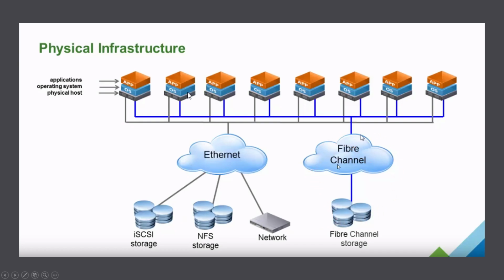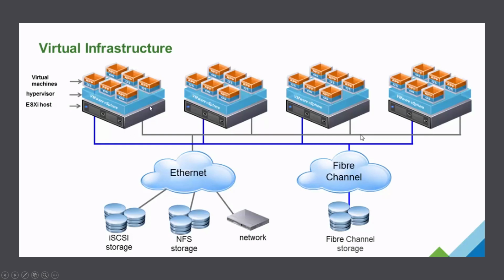Okay. So now here in this physical infra you have one-to-one mapping. If you see, on every physical server you have a single OS and a single application running. Now let's see the virtual counterpart. The underlying hardware, or the underlying supporting network and storage infra, is the same, but now on the physical host itself you have your hypervisor layer, which is your ESXi, and on that you are hosting multiple virtual machines which are running their respective applications.